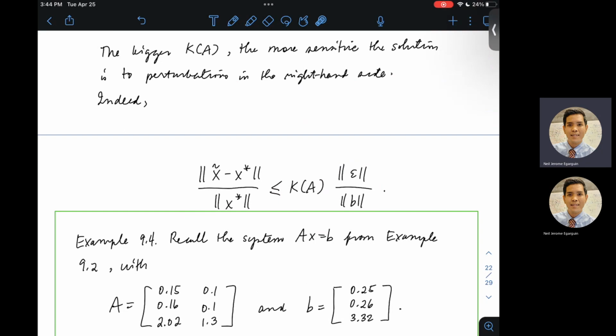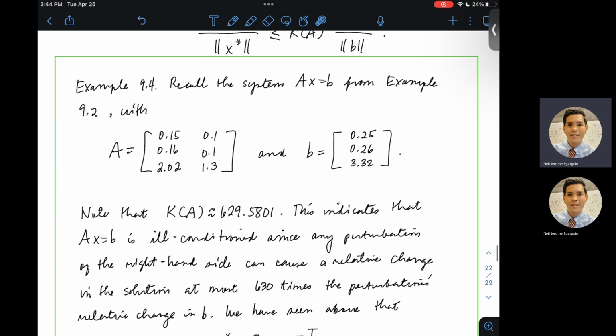Okay. Now, to make this clearer, let's consider one quick example. Example 9.4. Suppose we have this system AX equals B, and we have here a 3 by 2 matrix. So it's overdetermined, although it's still a small matrix. And we have the right-hand side 0.25, 0.26, and 3.32.